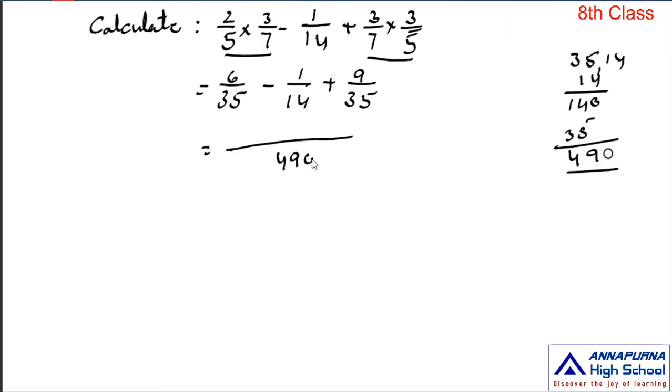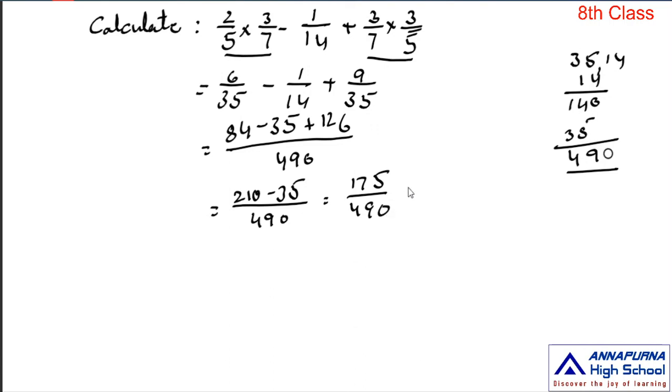LCM is 490 and the numerator is 84 minus 35 plus 126. So it is equal to 84 plus 126, 210, minus 35, by 490. So it is equal to 175 by 490. Now in the 35th table, 175 is 5 times and 490 is 14 times. It is equal to 5 by 14. So this is your answer.